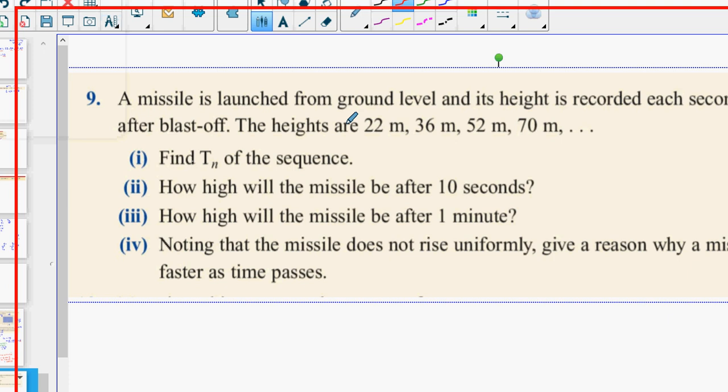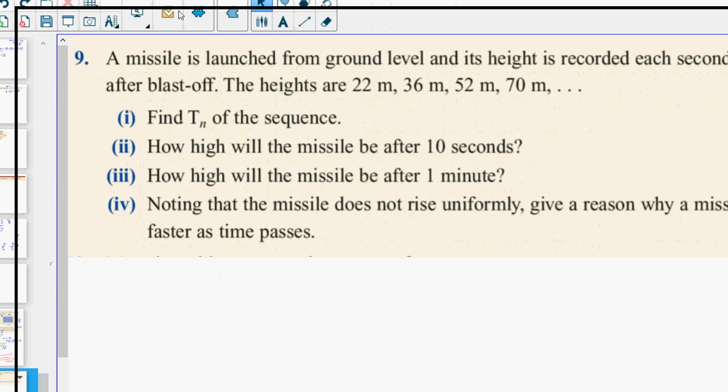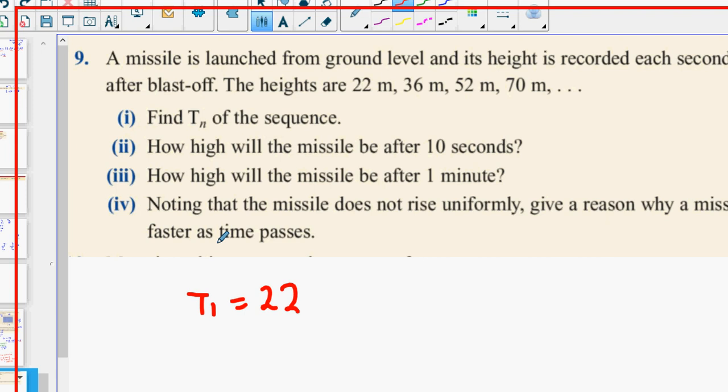Now, a missile is launched from ground level and its height is recorded each second after blast off. So, example, T1 is 22. After 1 second, you're 22 meters in the air. Does that make sense? T2, you're 36. After 2 seconds, you're 36 meters in the air. Are we agreed? And what we can see there is the first one goes up by 14. However, the second one goes up by 16, and the third one goes up by 18. Is that right? 18.